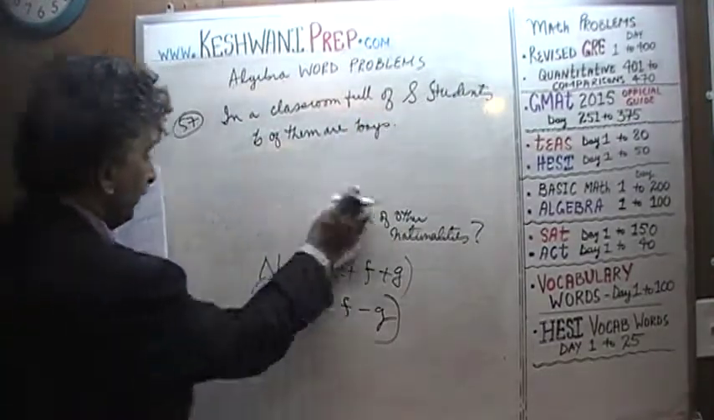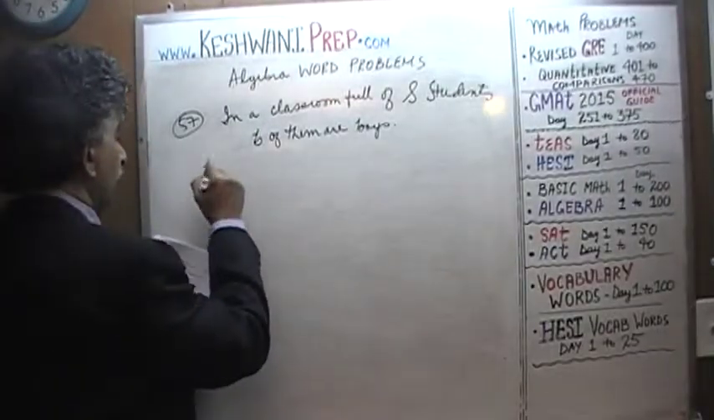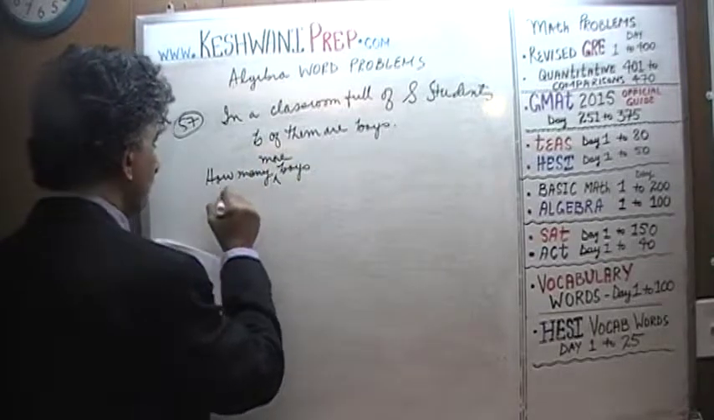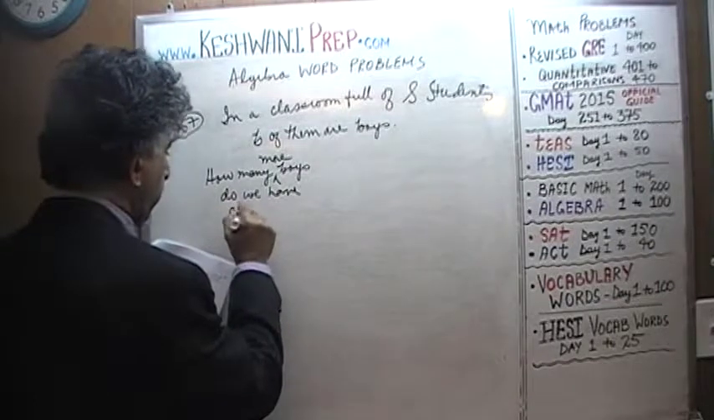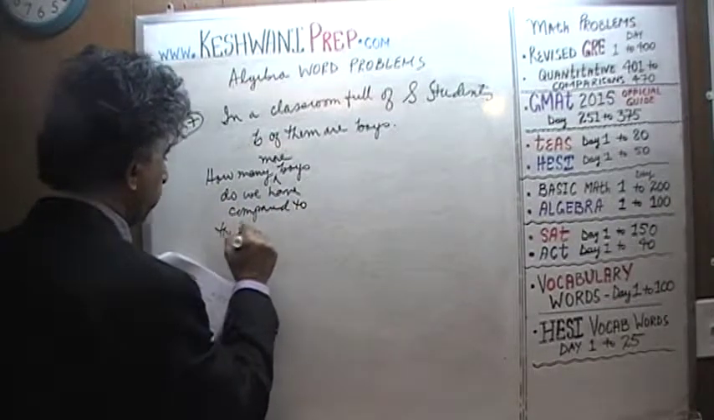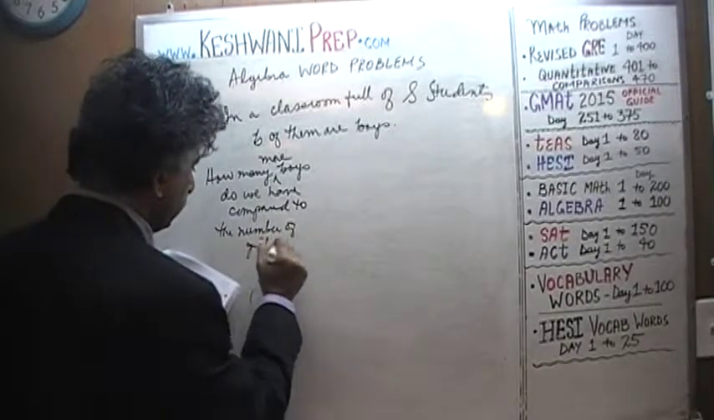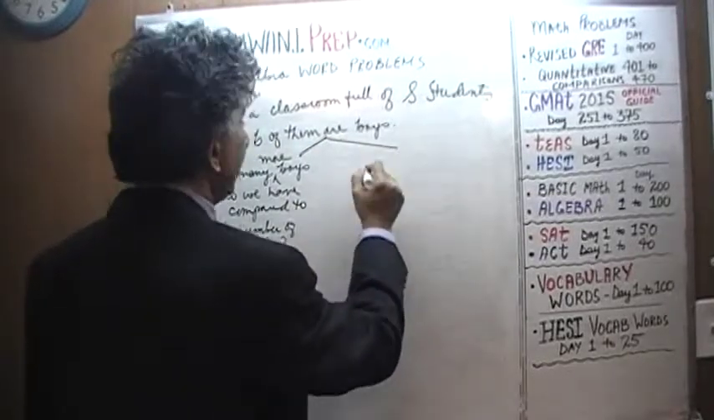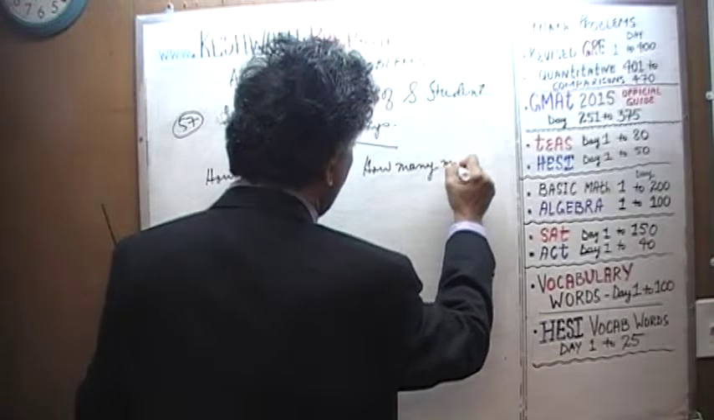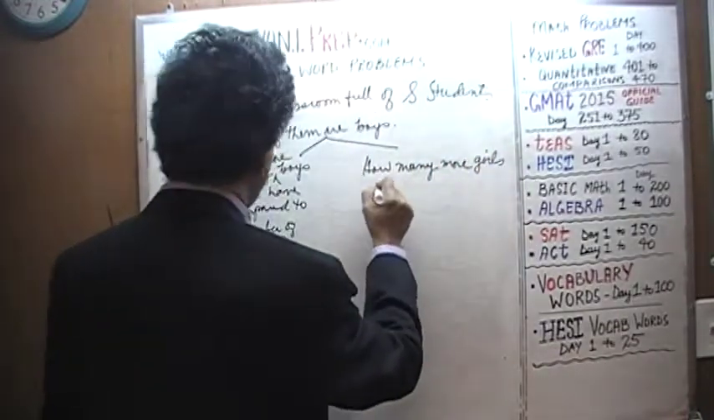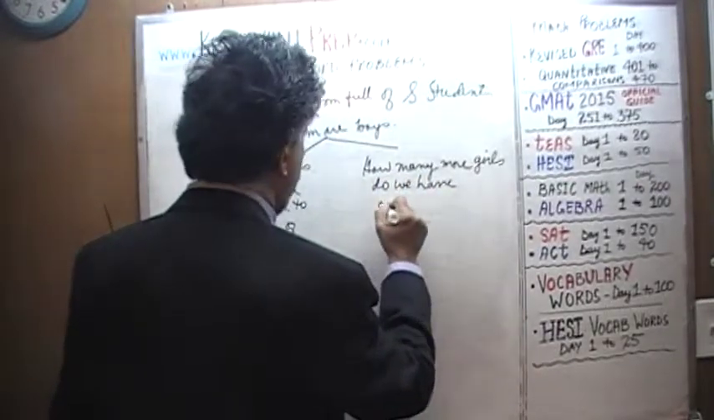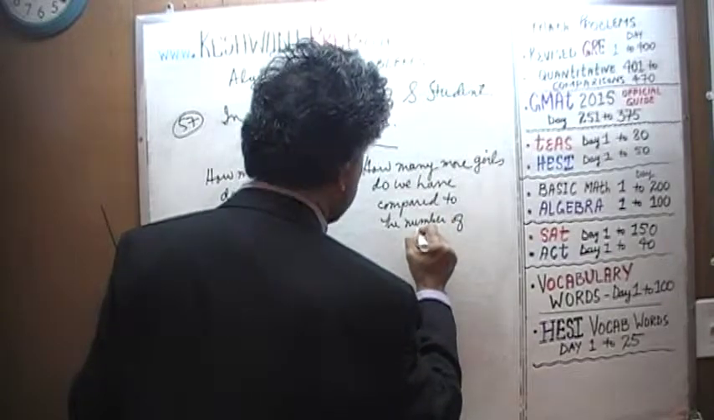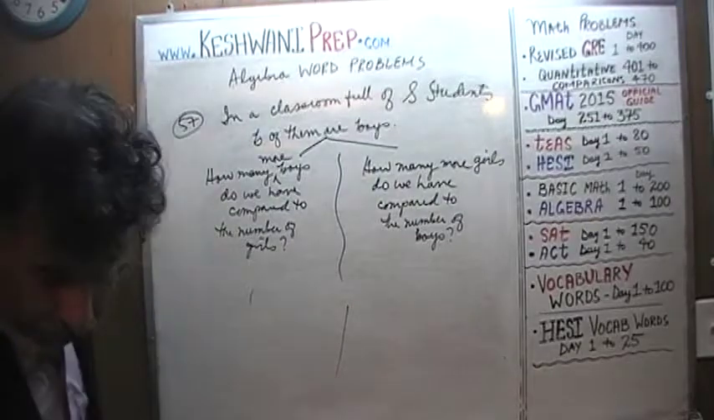The question simply is, how many more boys do we have compared to the number of girls? Or we could have asked the same question a little bit differently: how many more girls do we have compared to the number of boys?